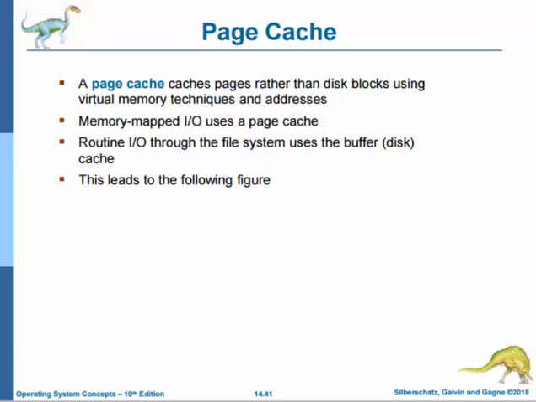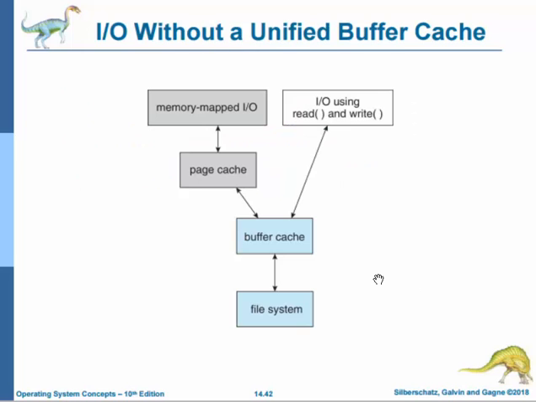and this routine input-output goes through the file system, which uses the buffer or the disk cache. Now, in this illustration, we can see the read and write system calls go through the buffer cache, and the memory mapping call, however, requires using two caches, and these are the page cache and the buffer cache.